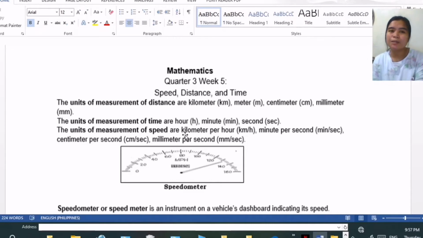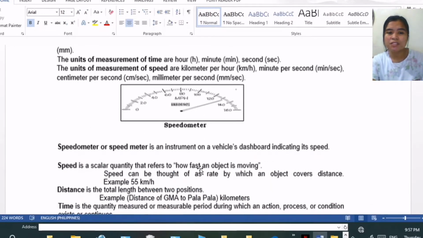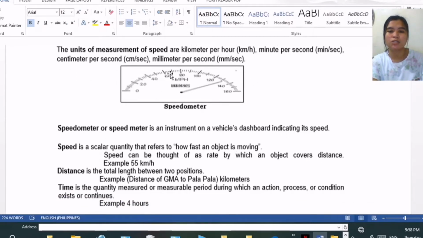So, ang pinaka-topic natin is about distance. Ayan, paano kino-compute yung distance. Ayan. So, we have here speedometer. I don't know if this is the correct reading for this word. Speedometer or speed meter is an instrument on a vehicle or vehicle's dashboard indicating its speed. Ayan po. So, siya ang ginagamit na instrument. Ayan, makikita nyo andito po.